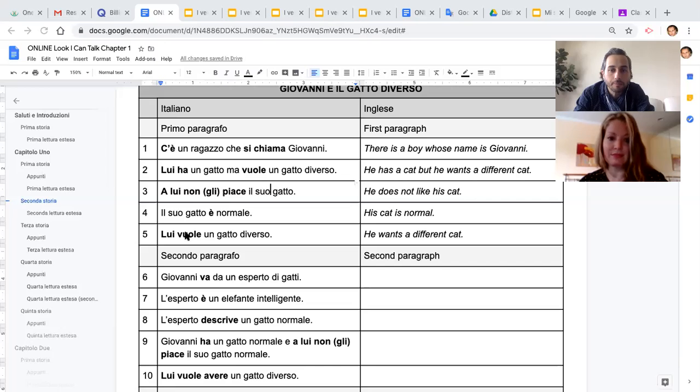Now, vuole is the third person singular for the verb volere, which means to want. So vuole already includes lui or lei in it because it ends with an E. And you can add lui if you want to be specific, but you do not have to. You could also say vuole un gatto diverso, means the same thing. Or you can add lui vuole un gatto diverso. He wants a different cat.